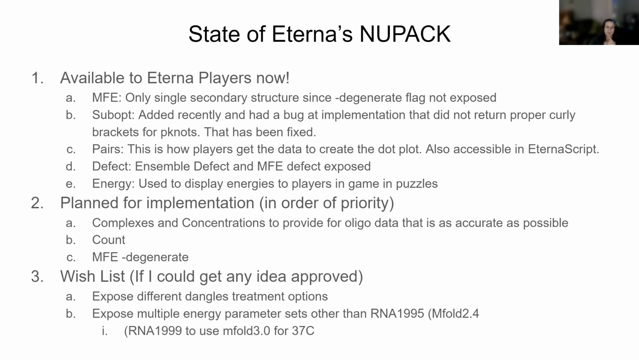I would also like to expose the multiple energy parameter sets, which is the RNA 1995 that I mentioned, which uses M-fold 2.4, which allows any temperature. RNA 1999 uses M-fold 3, which is a newer version. I don't know what the differences are exactly, but they only use 37C. Well, it just so happens we only do things at 37C, so why aren't we using 1999 anyway? I would strongly argue that if we don't allow temperature changes, we should at least allow for variation for that change, because all the work I've done for the PNAS paper was done with RNA 1999.